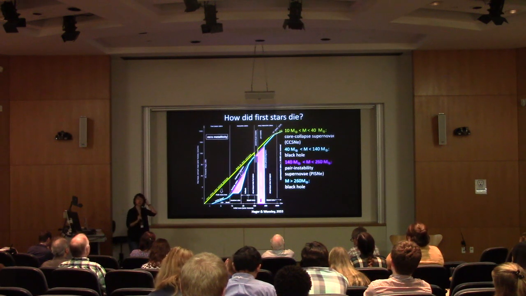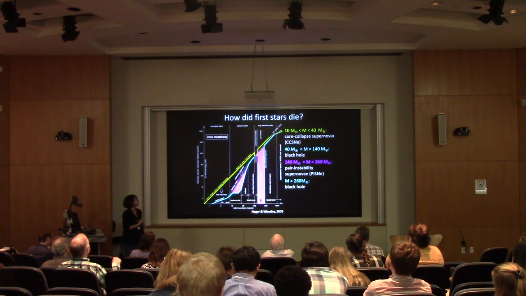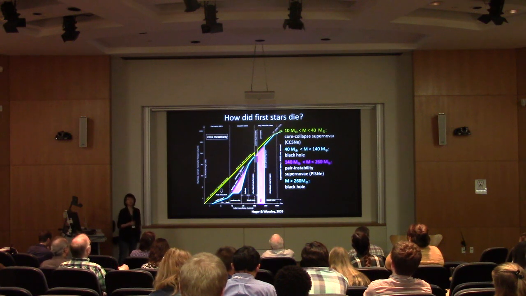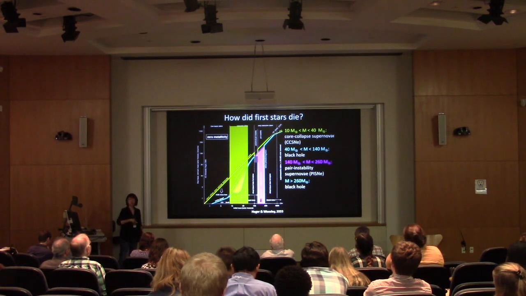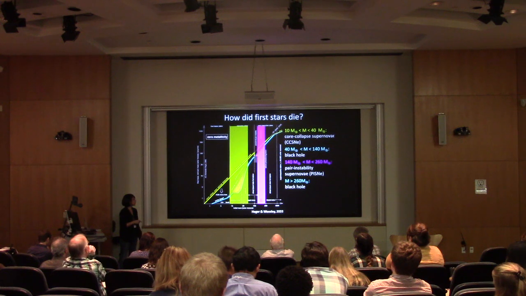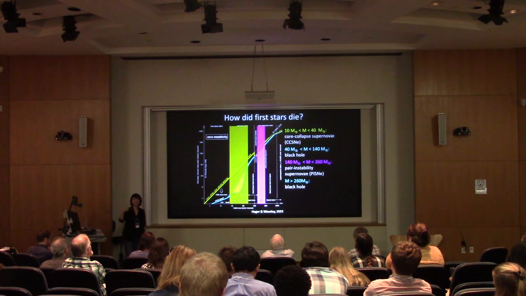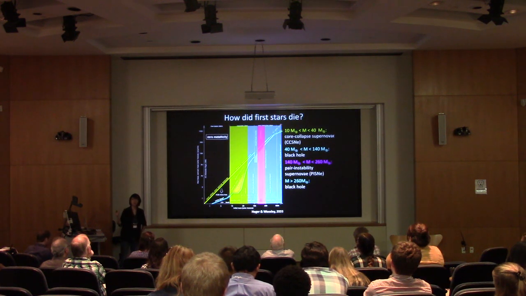And why do we care about their mass? This is because depending on their initial mass, their fate will be different. For instance, if their mass was between 10 to 40 solar mass, they died as a core collapse supernova, a conventional core collapse supernova. And if their mass was in a very particular regime, 140 solar mass to 260 solar mass, then they died as a pair instability supernova, a very energetic supernova. And in other ranges, they just directly collapsed, forming a black hole.